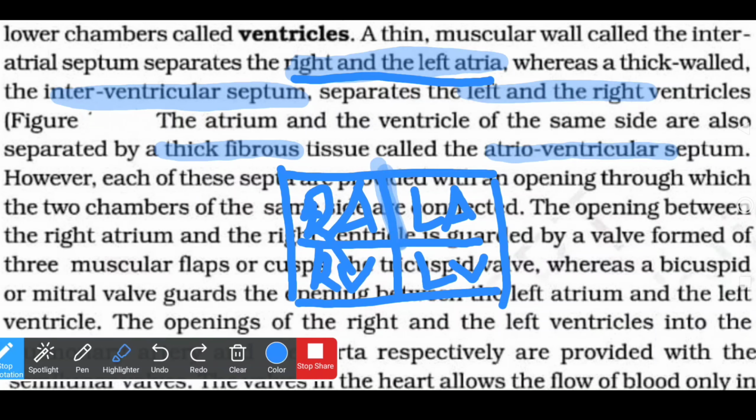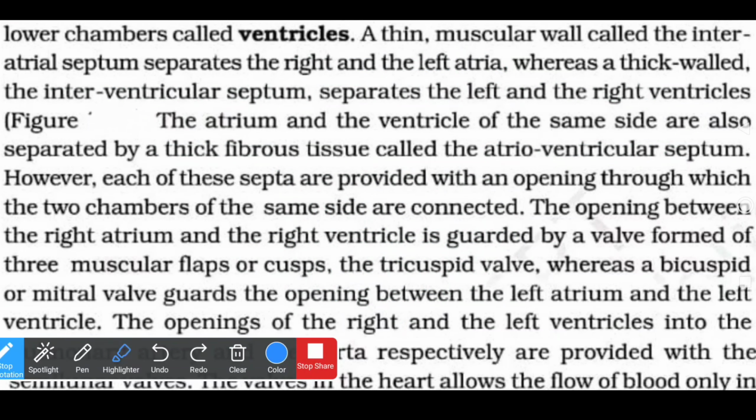And the septum which is separating the ventricles, the interventricular septum, will be in the lower portion. Whereas the septum which is separating the atrium and the ventricles, the atrioventricular septum, will be here. So the first one is called the atrial septum, the second one is called the ventricular septum, the third one is called the atrioventricular septum.